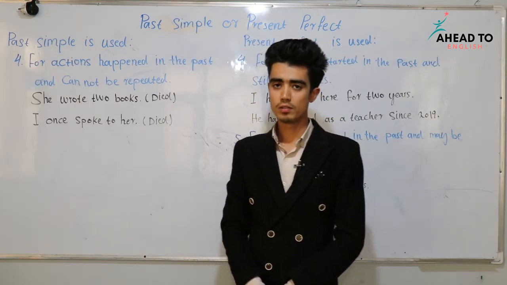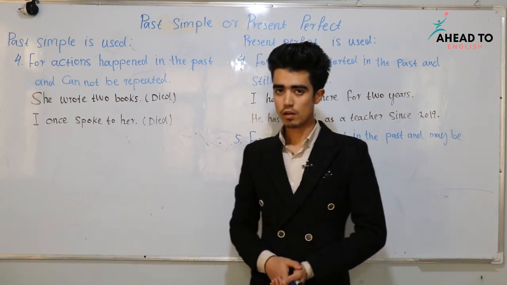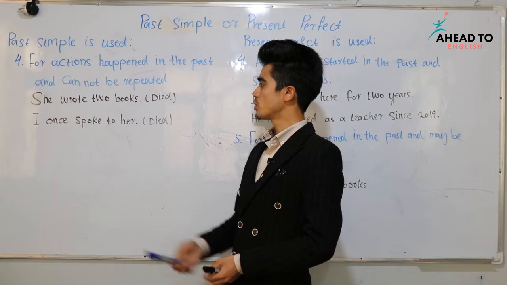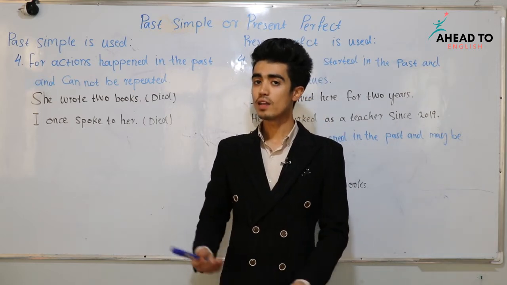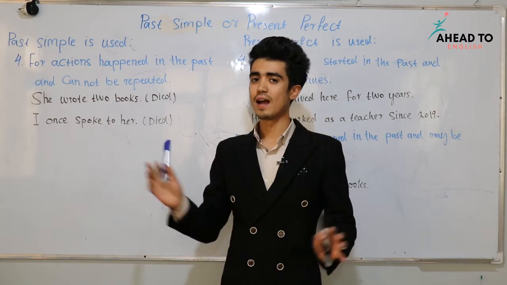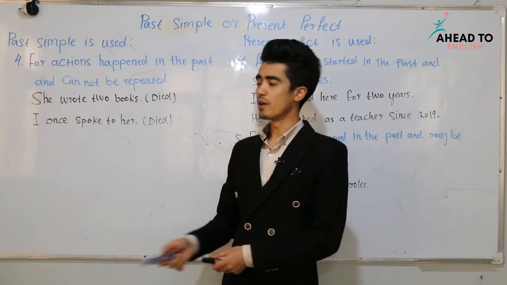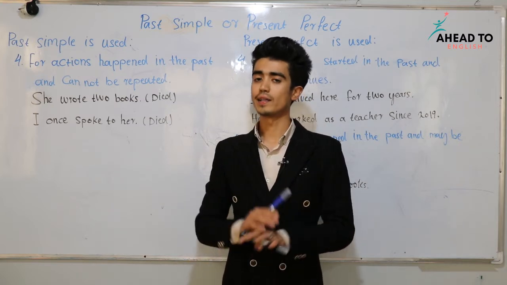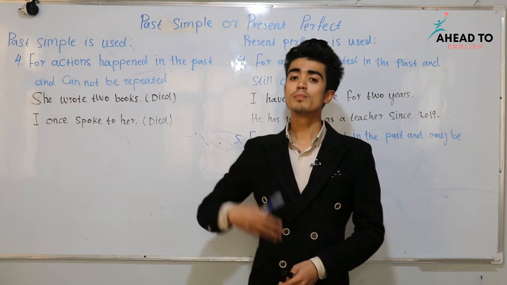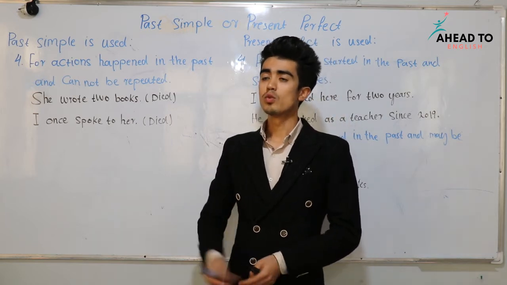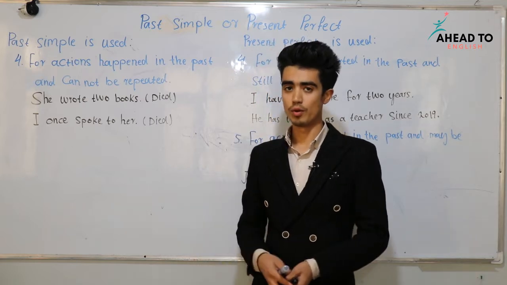We use past simple for actions that happened in the past and cannot be repeated. For example, she wrote 2 books. She cannot write books anymore. Why? Because she's died. Or I once spoke to her. I cannot speak to her anymore. Why? Because she's died. For people who died, we use past simple because their action cannot be repeated anymore.